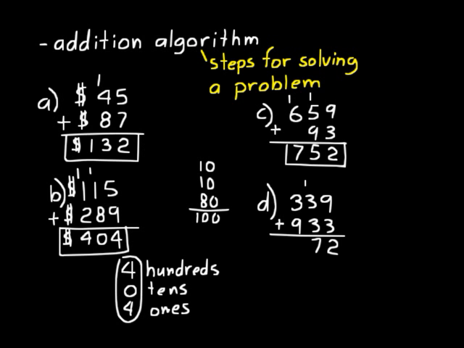3 plus 9 is 12. And then we don't have anything in the next place, which would be the thousands. So we just write 12 down here and we're done. 1,272.